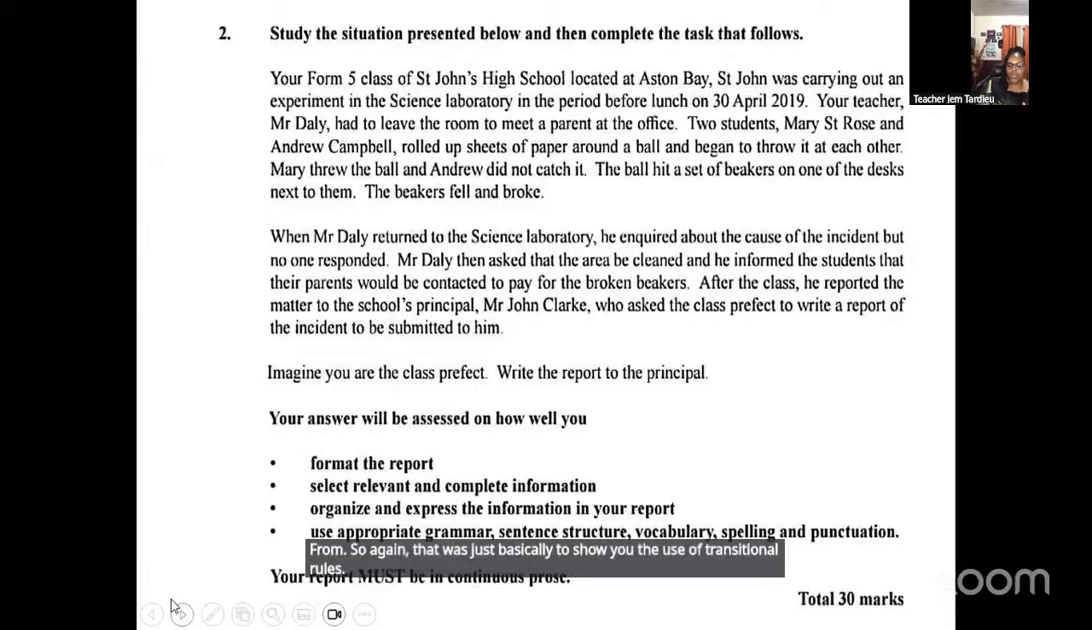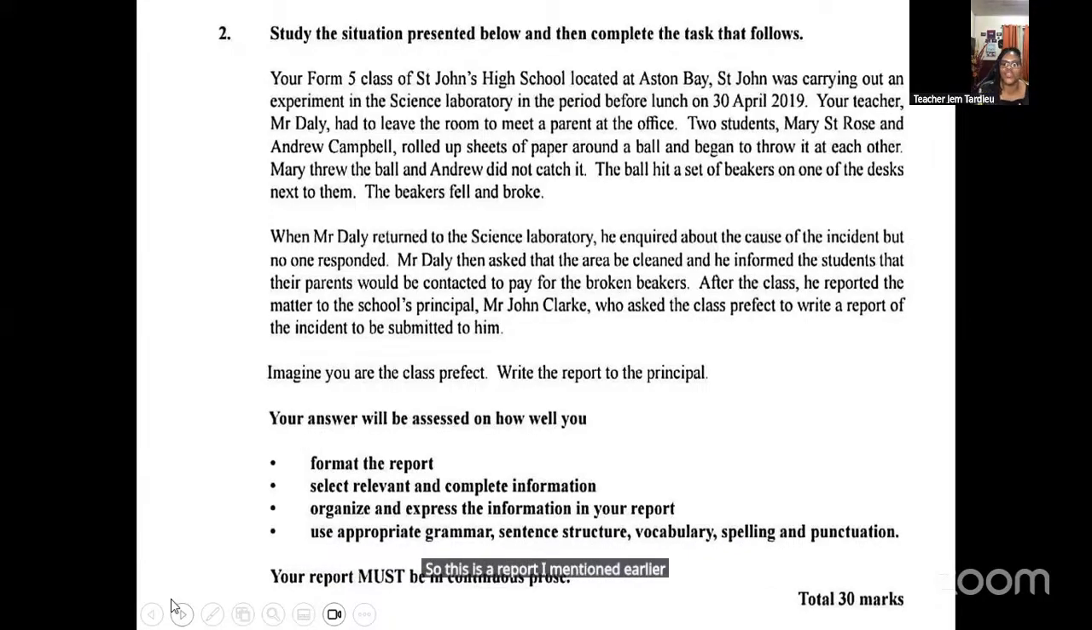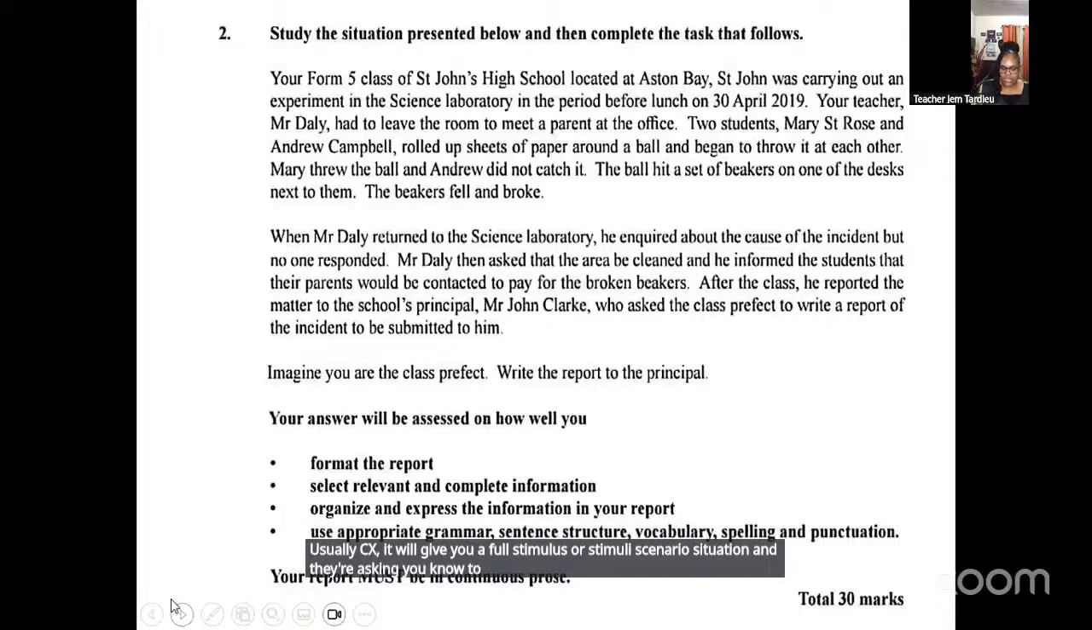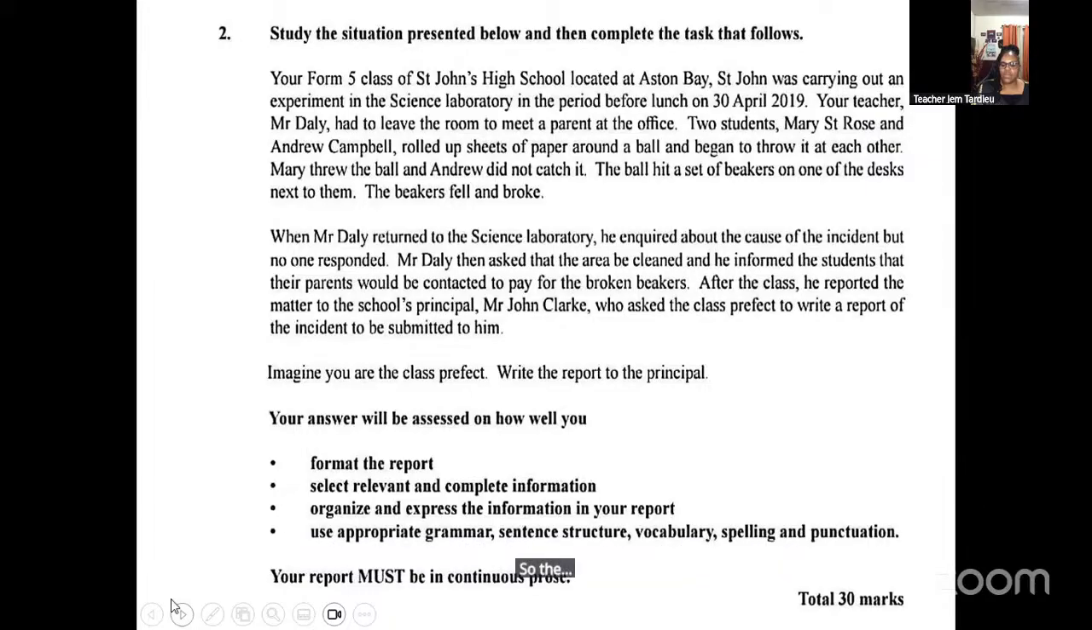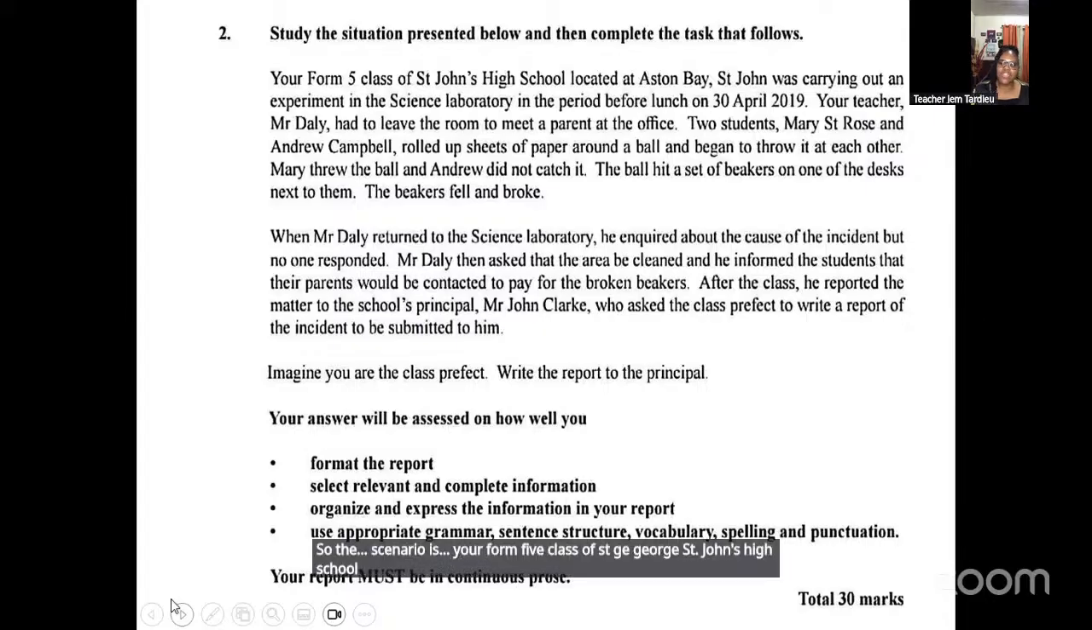So this is a report I mentioned earlier that CXC gave in 2019. So in 2019, they gave a scenario. Usually, CXC will give you a full stimulus or stimuli, or scenario, situation, and they are asking you now to write a report. So the scenario is your Form 5 class of St. John's High School. Can I get a volunteer to read?